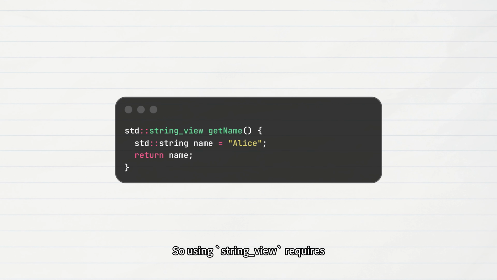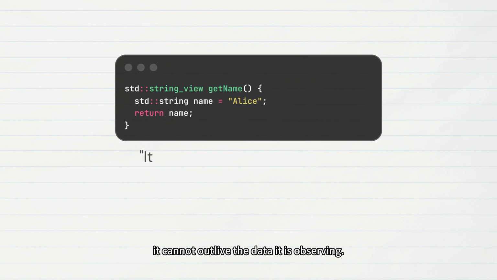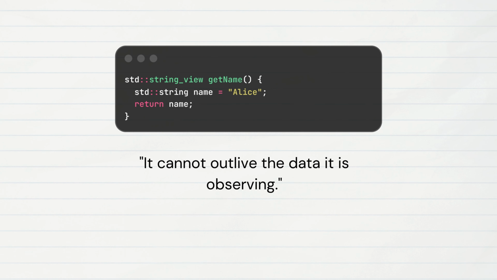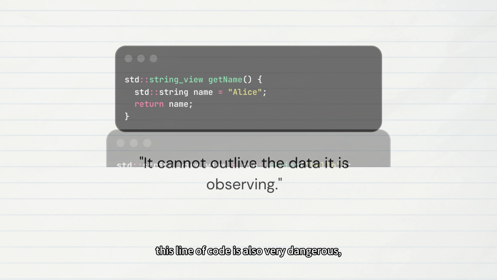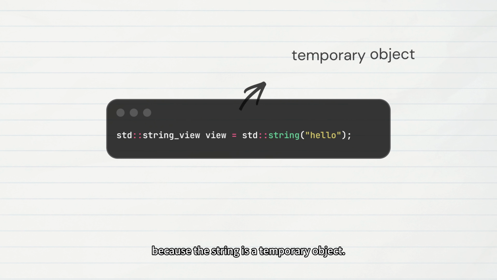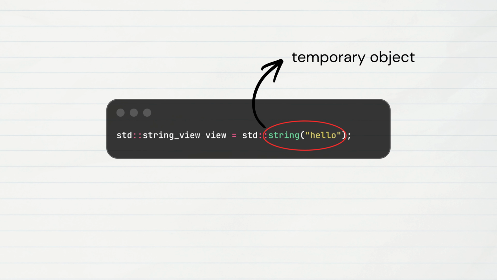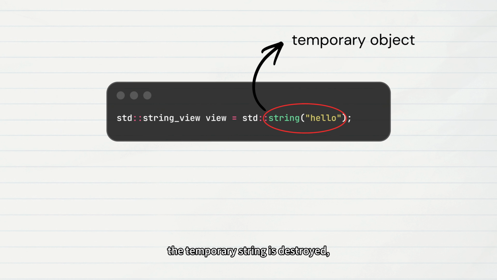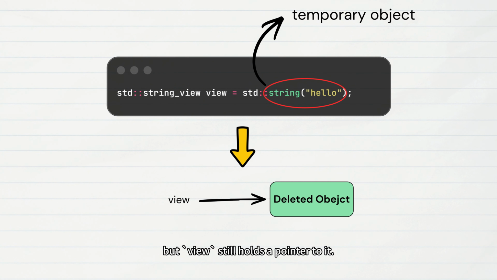So using string view requires following a very important rule. It cannot outlive the data it is observing. There's another particularly tricky pitfall. This line of code is also very dangerous. Because the string is a temporary object. After this line ends, the temporary string is destroyed. But view still holds a pointer to it. So what you get is a dangling string view.